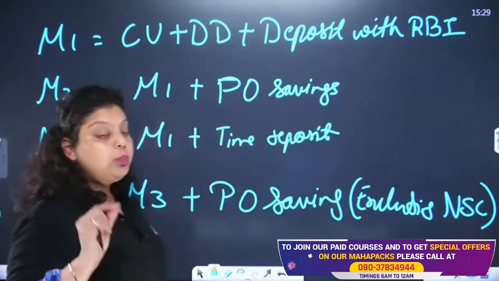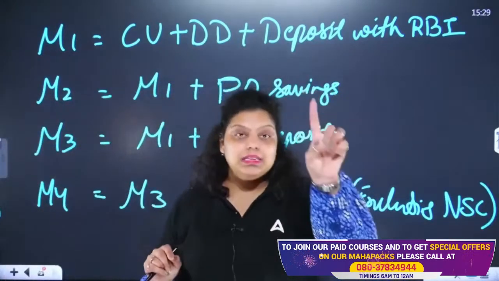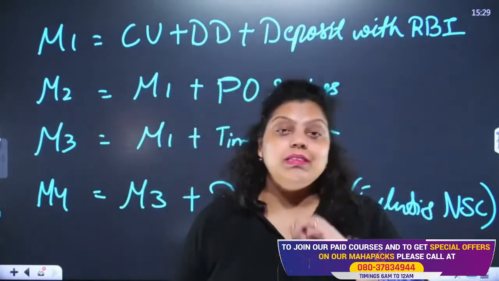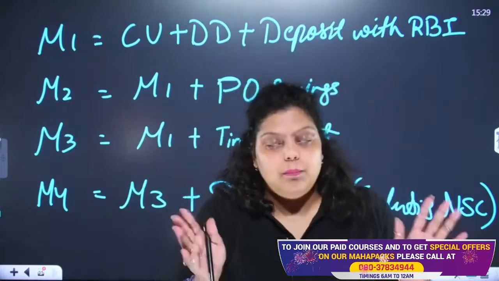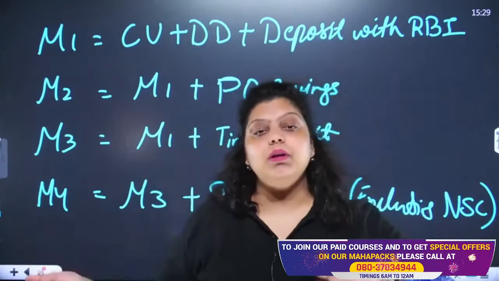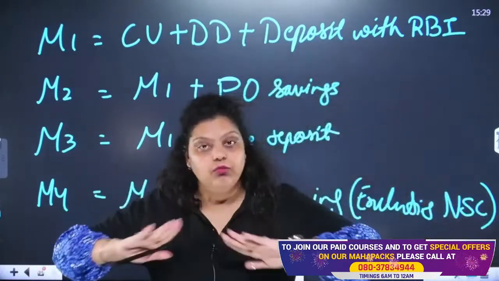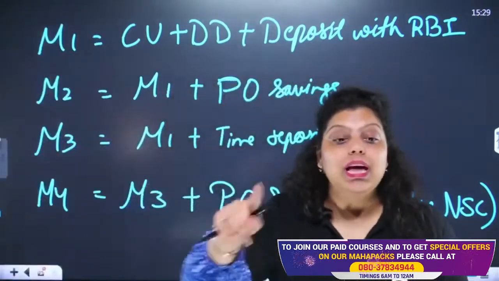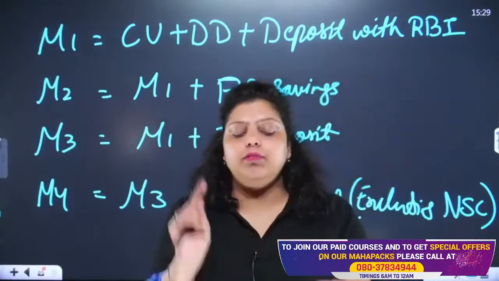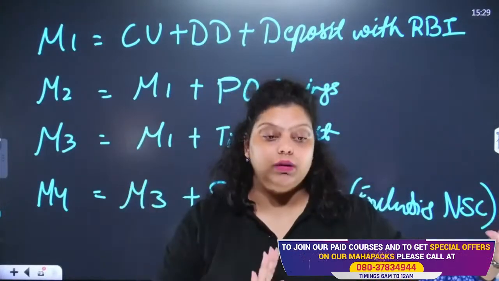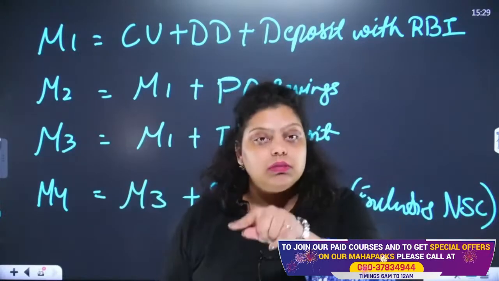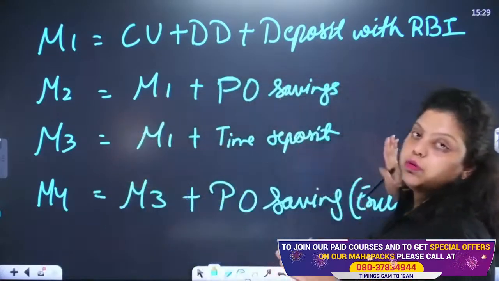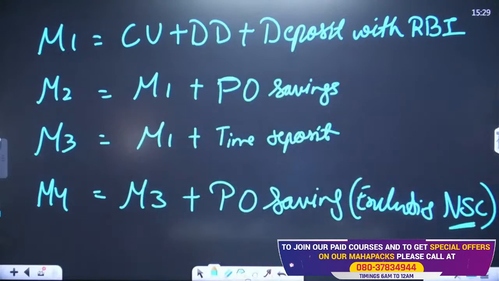So what is M1? M1 is CU plus DD plus deposit with RBI. CU means currency unit, whatever notes and coins the public have. DD means demand deposit, whatever CASA the public have in bank accounts. Then we have deposit with RBI, whatever reserves or deposits RBI maintains. This is M1. M2 means M1, CU plus DD plus deposit with RBI, plus post office savings. In the post office you have FD, RD, MIS, etc. All these will be covered. Then M3 will be M1 plus term deposit. Term deposit means your RAFA. M4 will be M3 plus your post office savings, but the national savings certificate amount has to be excluded.